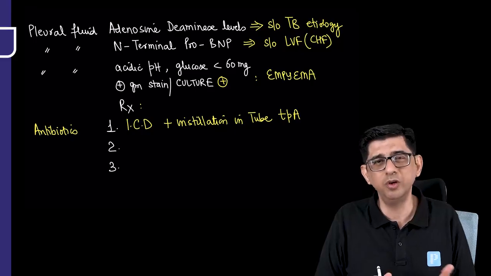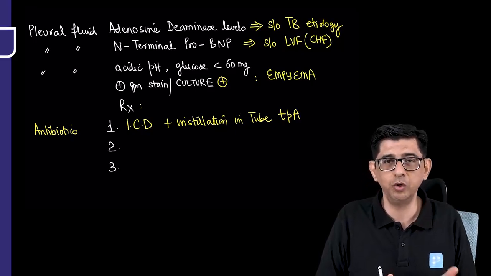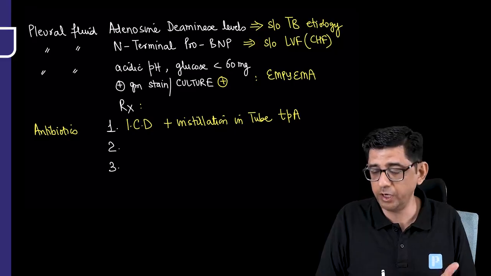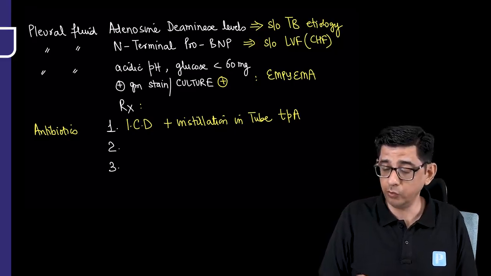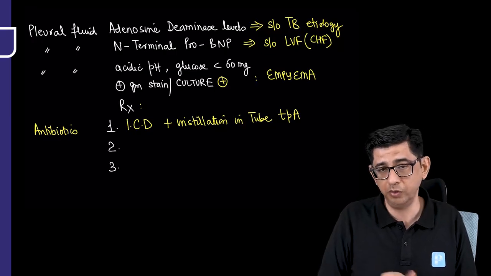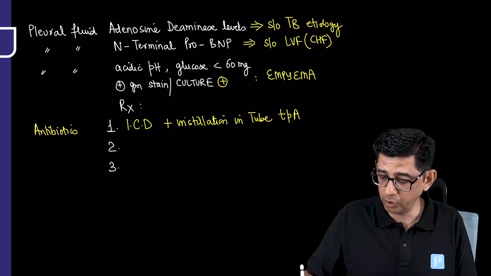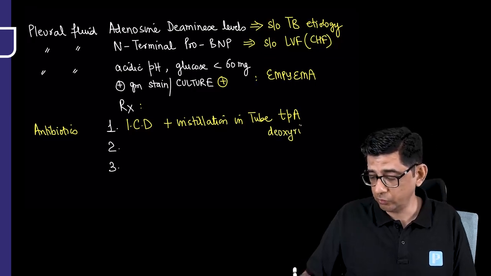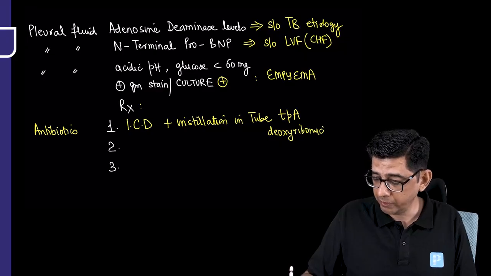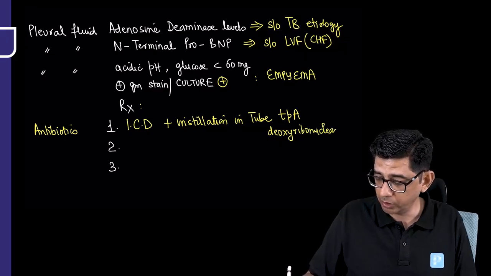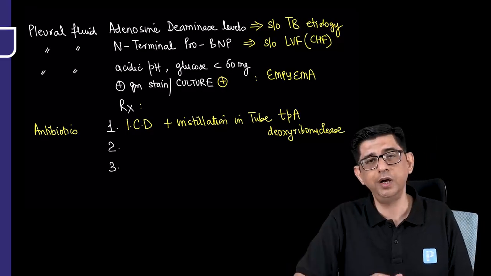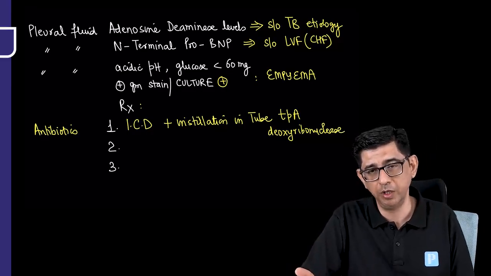Though nowadays in ST elevation MI we don't do thrombolysis, we do a percutaneous coronary intervention or PTCA. But here we are using alteplase instillation in the tube. And the second product that would be present along with TPA would be deoxyribonuclease. The basic point is that I want to prevent the tube from getting blocked, and if I'm able to do that and evacuate the pus, then antibiotics would be able to act.